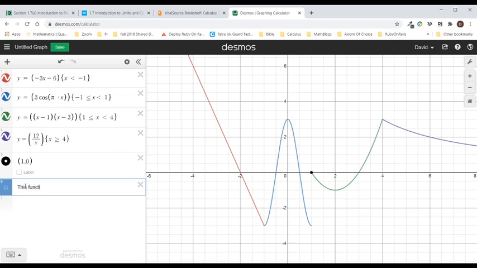This function is continuous everywhere except at x equals 1. And we're all done.